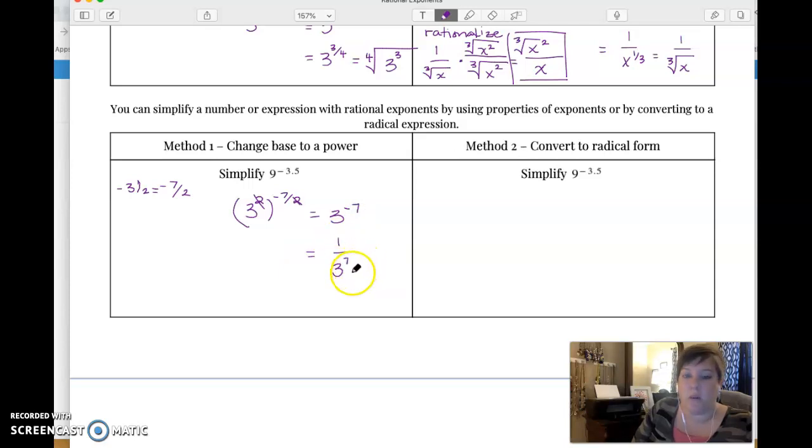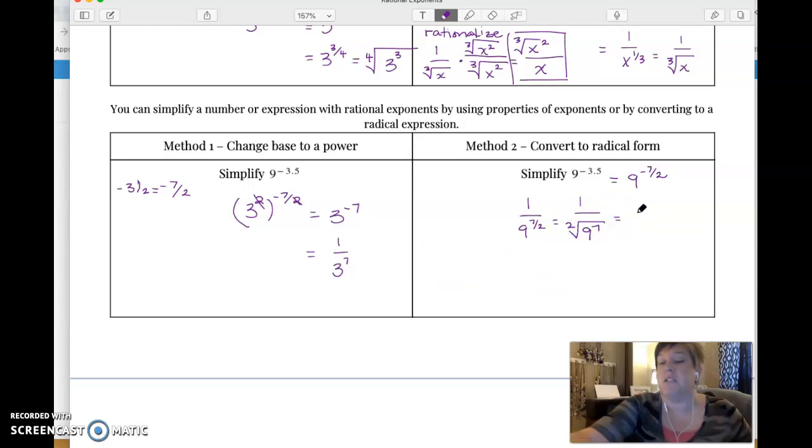So 3 to the 7 is a little bit easier to work with and think about without a calculator than the negative 3.5. And then we could also convert it to a radical. So this would be 9 to the negative 7/2, which I would rewrite, make it positive. So again, all of those rules still apply. So it'd be 1 over the square root of 9 to the 7th power. I don't even know what 9 to the 7th power is. That's a really big number.